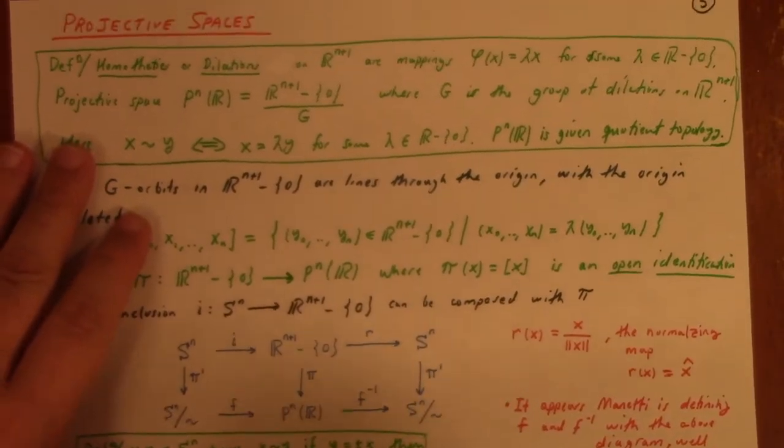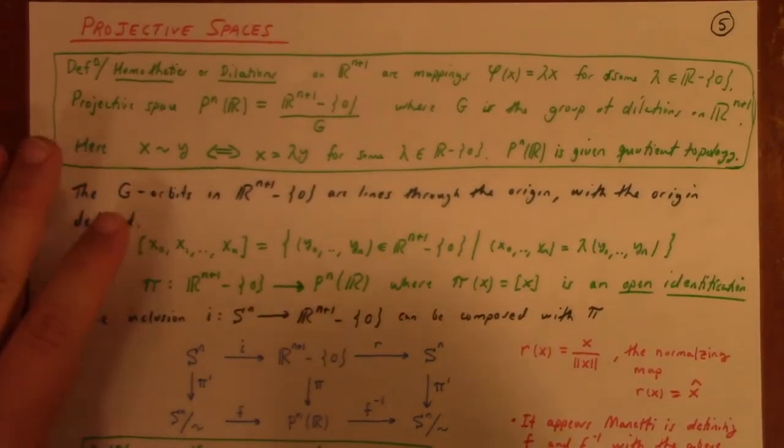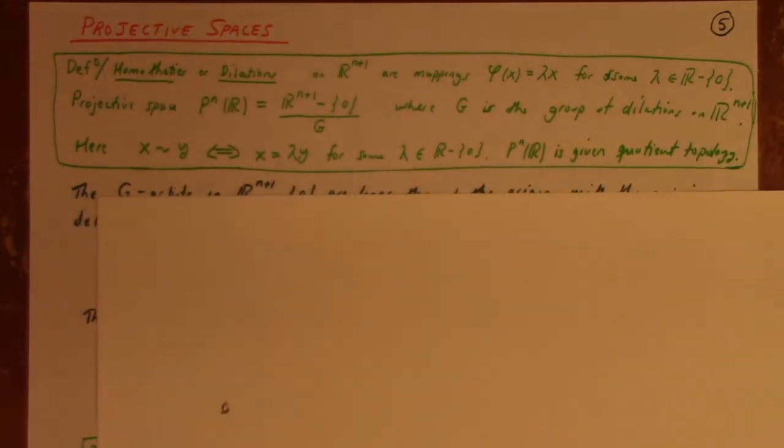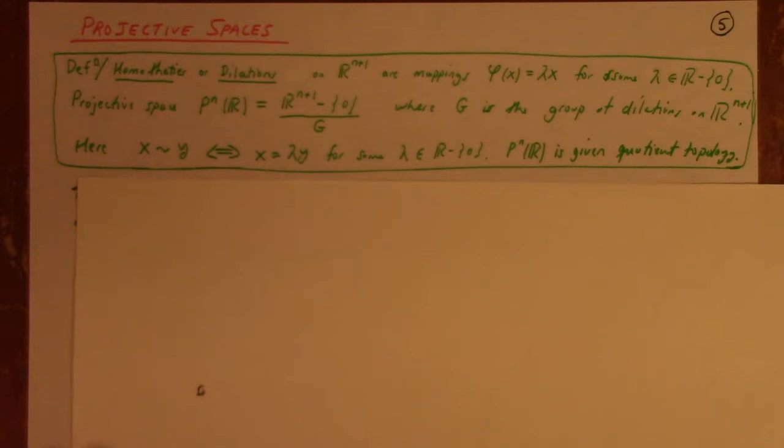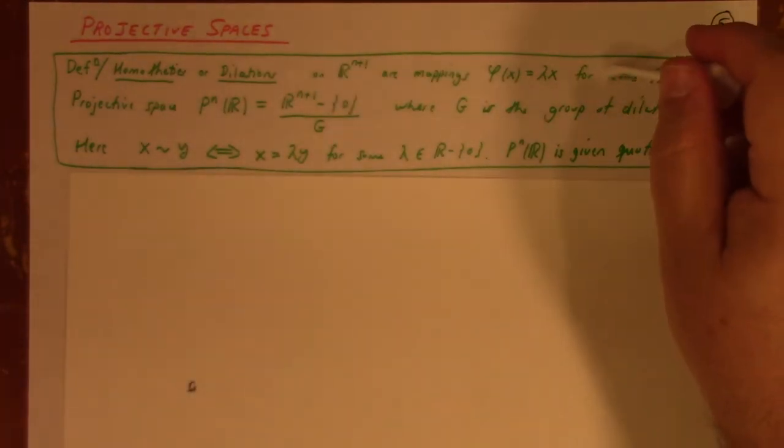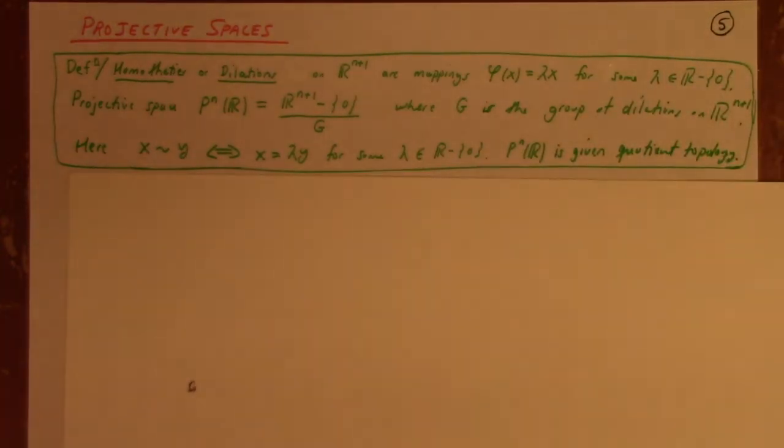Projective space, then. Homotheties, or dilations, on Rn plus 1 are mappings that are just rescalings. All right, so you have phi of x is lambda x for some lambda which is non-zero, right? So it's just a rescaling of the vector. And so if you think about that, rescalings are going to move points on a line through the origin to points on lines through the origin, right?